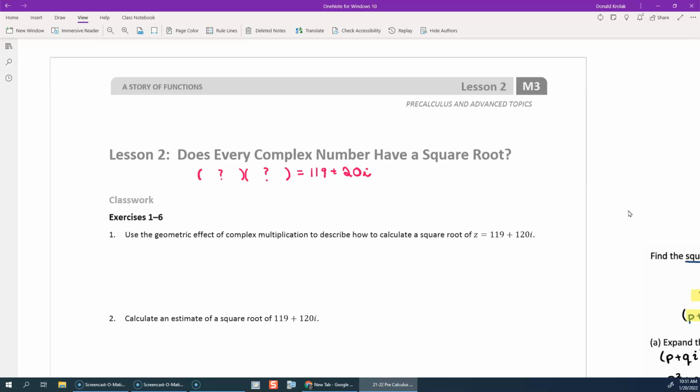And then these are the same thing, right? These are going to be the same term. So this is going to be the square root, and this is going to be the square root. And when you multiply the two square roots, you should get 119 plus 120i. All right?